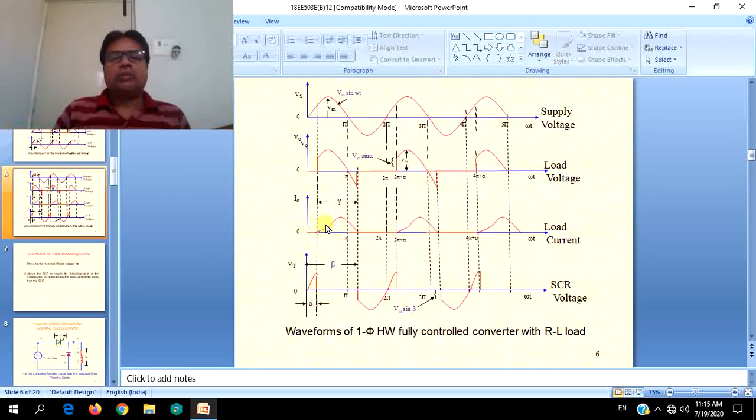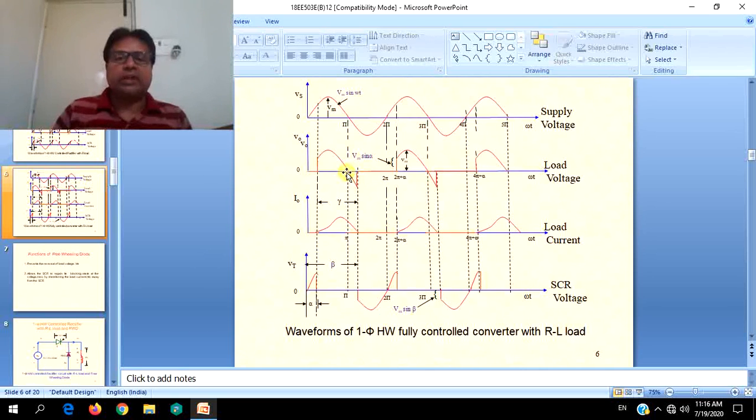You can see that the current through the inductive load lags behind the voltage by a certain angle phi, the phase difference. In this case, both phase difference and alpha we are taking to be equal. They may be different also. With the load voltage applied from alpha to pi, current gradually increases to a higher value, and with the decrease of voltage, the current starts to decrease, but with a lagging angle.